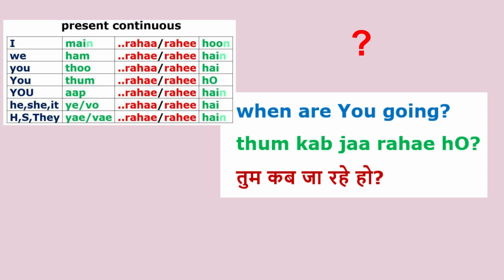Say, for instance, when you want to ask, when are you going? तुम कब जा रहे हो? For the quick table, you can look at it, or you can also check the link where we have dealt with present continuous. When are you going? Tum kab. So kab here simply means when. Tum kab ja rahe ho. So it is a question. Tum kab ja rahe ho? When are you going?